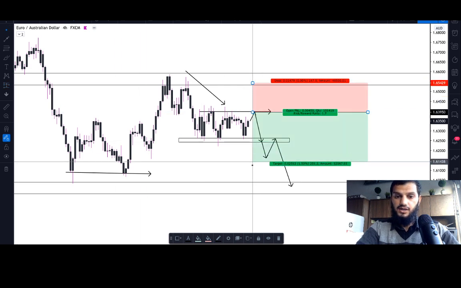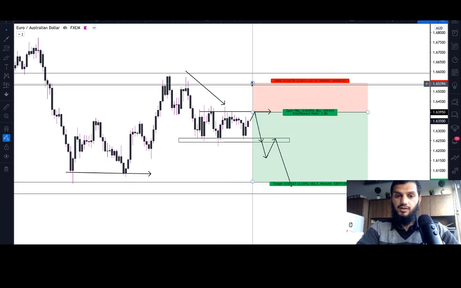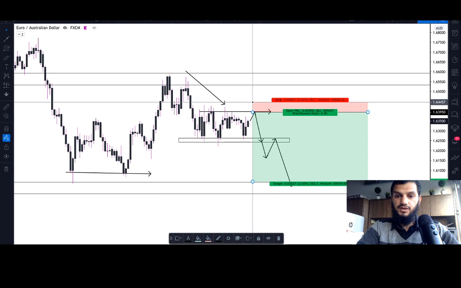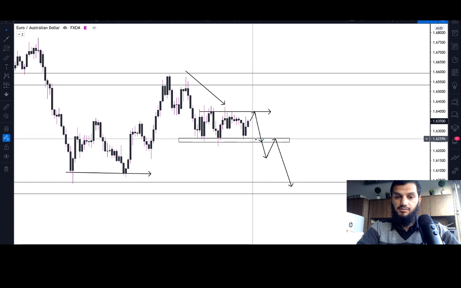We would have our take profit at the bottom right here, which is the daily support level, and our stop loss would just be around these levels right here, so around 45 to 50 pips on this one. Risk reward is 1 to 7, and we'd be looking to make around 350 pips on this trade if we have this support level being broken as well. So that's our third setup.